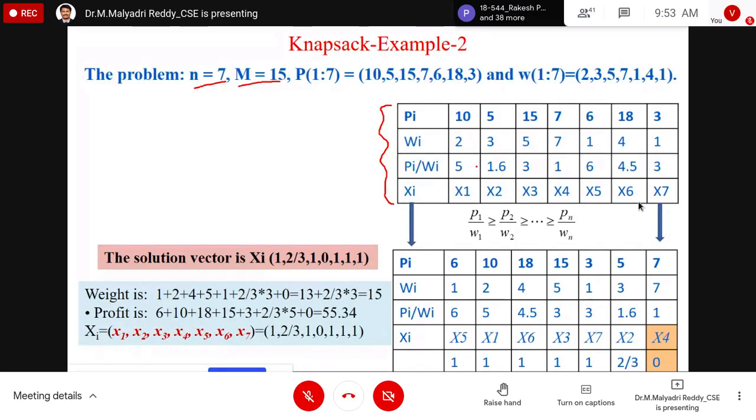Yes sir. You will understand that the profits are P: 10, 5, 15, 7, 6, 8 and 3. These are all given, yes? Corresponding profits. Next, what I have done is I just calculated P by W. 10 by 2 is 5, right? 5 by 3 is 1.6. Like that I calculated.